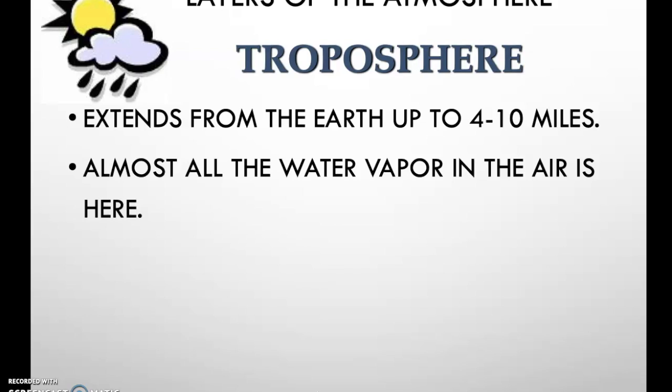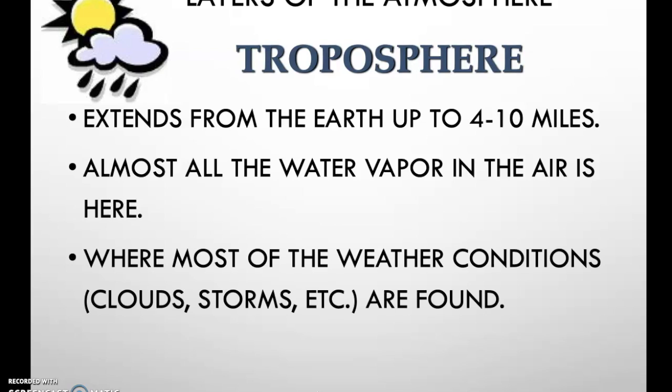And almost all of the water vapor in the air is located in the troposphere. Because of that, that explains where most of the weather conditions would be found, since that's where all of the water vapor is found. So that's where we have clouds and storms within the troposphere. So meteorologists typically spend most of their studies on the troposphere.